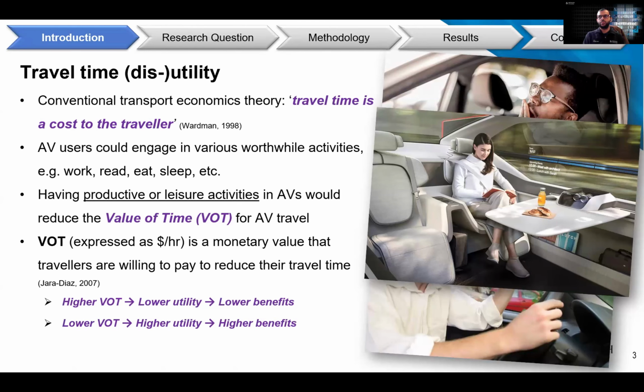Those of you who do not know what the value of travel time is, let me just explain it very briefly. It is a monetary value that travelers or commuters are willing to pay to reduce their travel time. So in summary, if the value of time, or VOT, is higher, it indicates lower utility and lower benefits to the travelers. In contrast, if the value of time is lower, it indicates higher utility or higher benefits to the travelers.